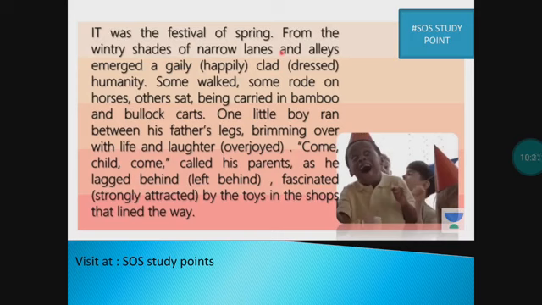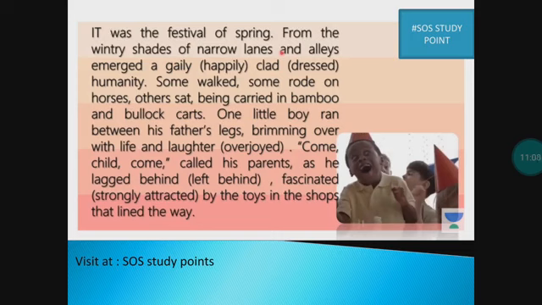It was the festival of spring. You know, it was the time of the festival of spring. From the wintry shade of narrow lanes, the alleys emerged a galley. It means happily clad humanity. Some walked, some rode on horses, others sat, being carried in bamboo and bullock carts. One little boy ran between his father's legs, brimming over with life and laughter. It means he was very joyful. He was very happy that time.